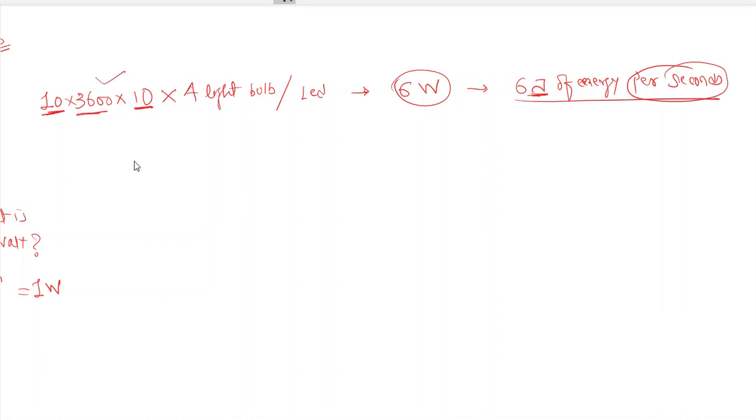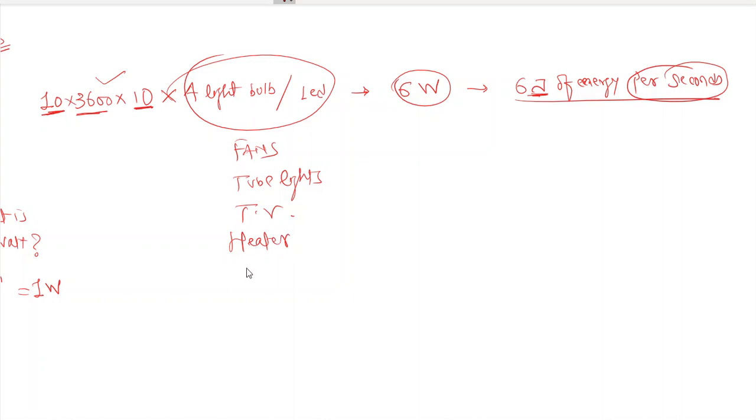Again, one more thing I would like to ask you. Do you have only light bulbs in your home? You don't have any other devices? Yes, you have fans, you have tube lights, you have TV, you have heater, water heater, you have ACs, you have computers, you have washing machines, and so many things. Are they all having this small power rating?